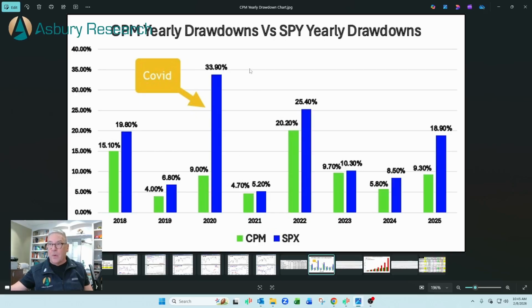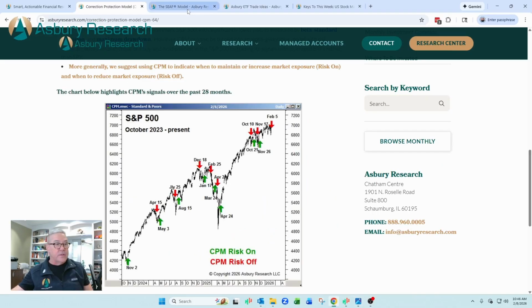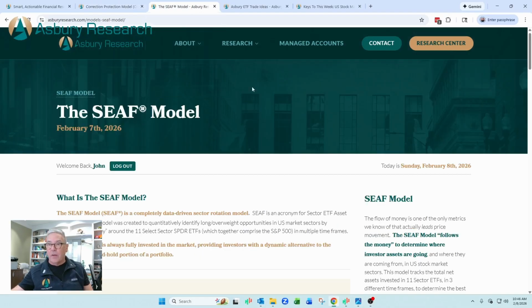Here's where it matters. In 2020, the S&P drew down 33.9% to only 9% for CPM. Last year, 2025, drew down almost 19% in the S&P. The CPM only drew down 9.3%. So that's the importance. That's why we stress the drawdown so much. Let's go back and have a look at the CEF model, what the CEF model is doing.